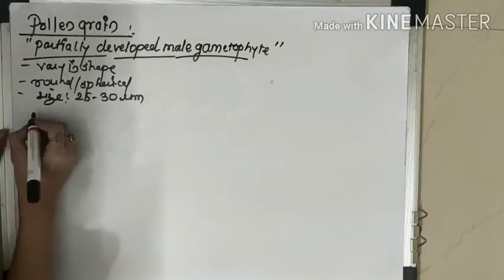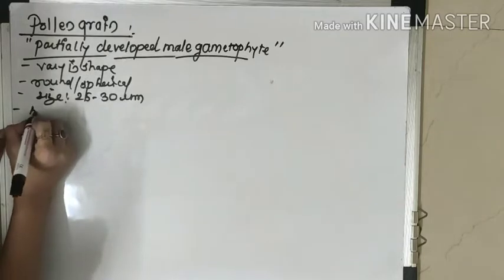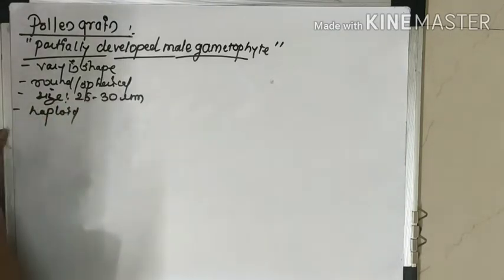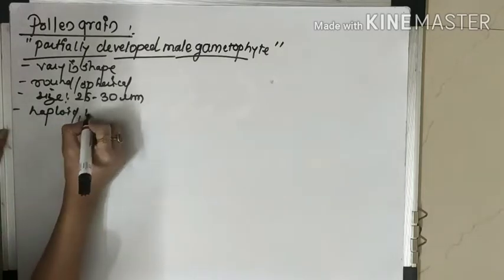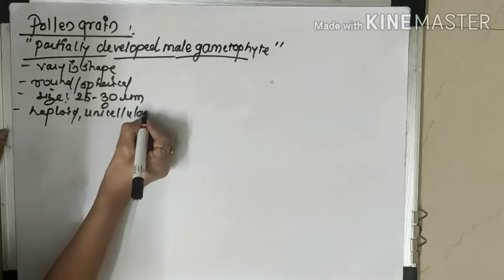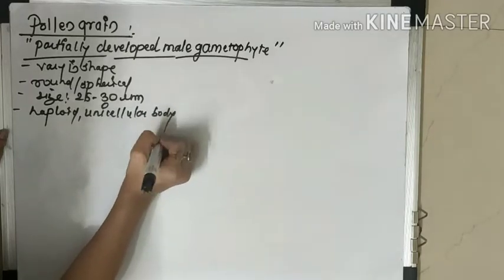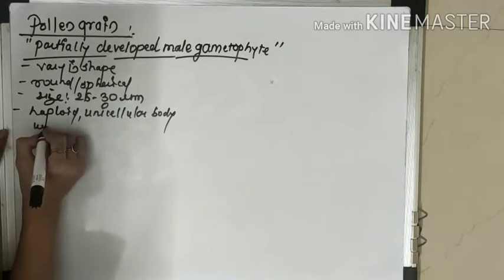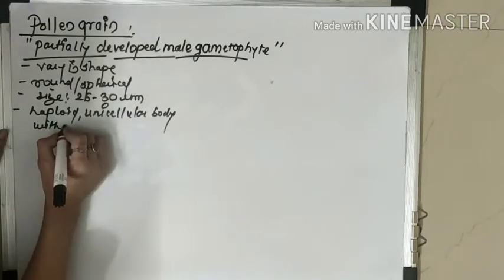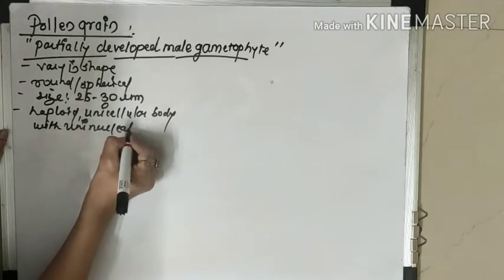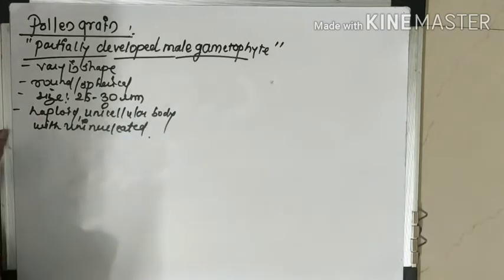Then, the pollen grain is haploid. It is a unicellular body, a single cell with a single nucleus. It means it is uninucleated, and we can call it that.